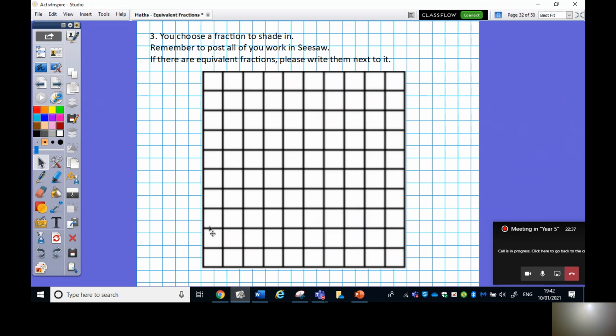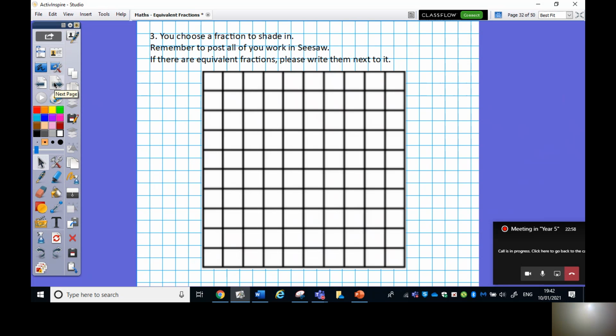The third one is up to you. So you have your 100 square, and you can choose any fraction to shade in. It can be a 10th or a 100th. And I'd like you to write any equivalent fractions. When you've finished, come back and we'll go through the answers together.